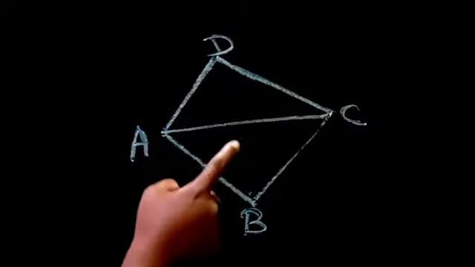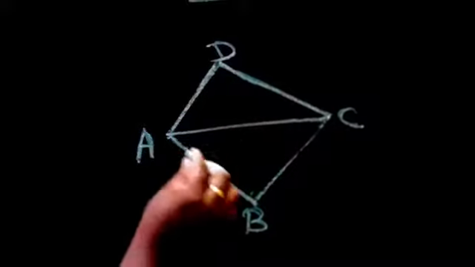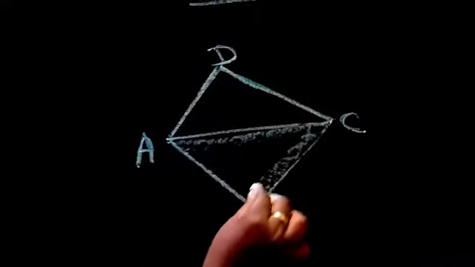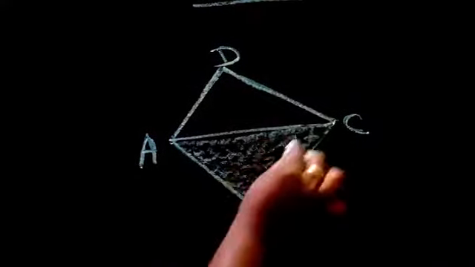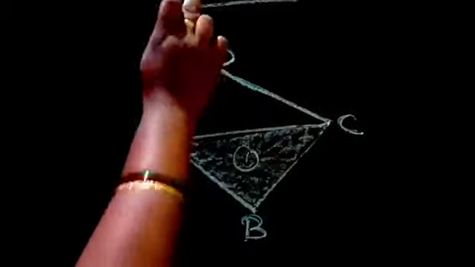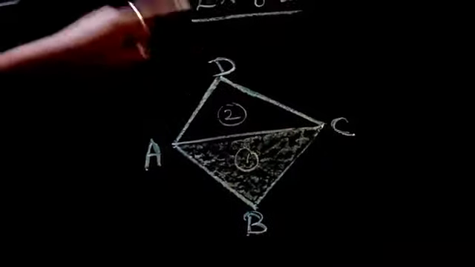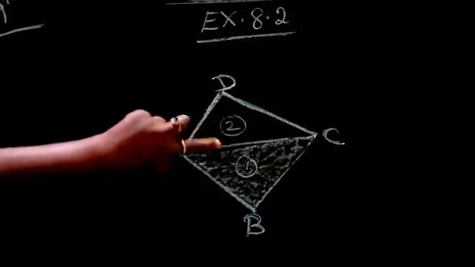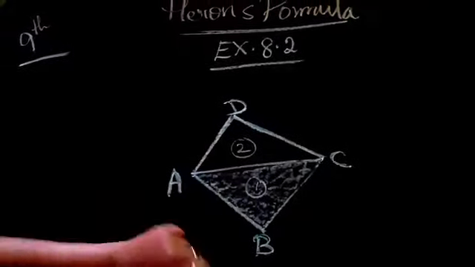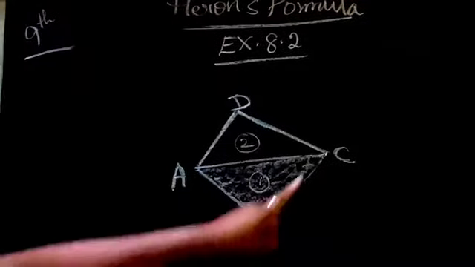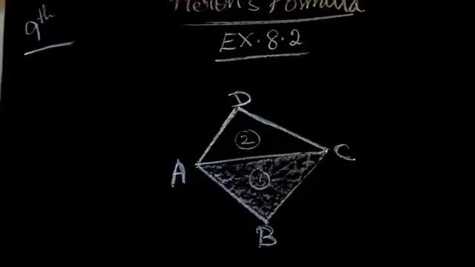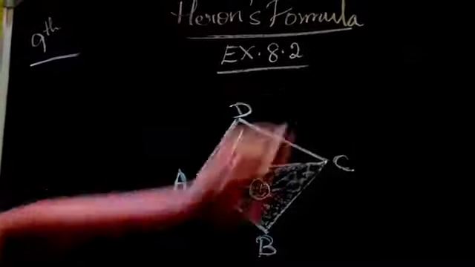So we'll get two triangles. First we'll find the area of any one triangle using Heron's formula. Then for the second triangle also we'll use Heron's formula and find the area. Then finally we will add both, and we will get the total area of the quadrilateral. Like this we are going to see exercise number 8.2.